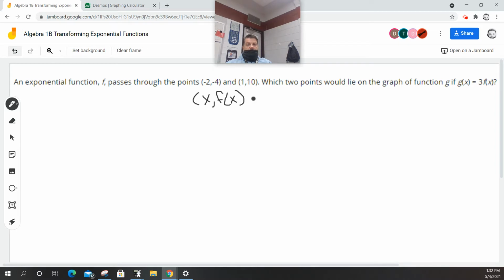Now, if that's the case, then for g(x), our coordinates would be the same x value, but they would be 3 times whatever f(x) is. So what does that mean? Well, this coordinate here would become -2, comma, what's 3 times -4?